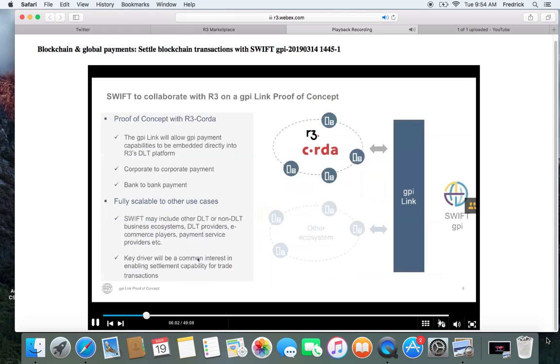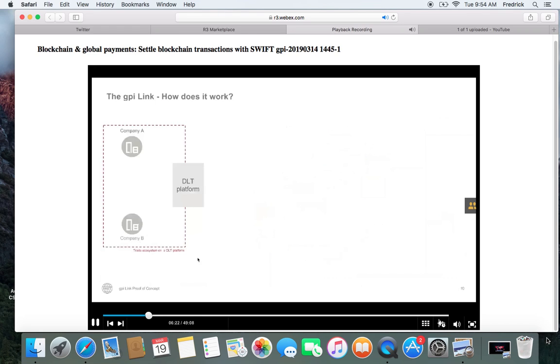This is why we do this proof of concept together with R3, whereby we will build a GPI Link, which, and the name says it well, it will link those B2B ecosystems, whatever they are, with the GPI network on Swift. How would that work? A brief overview. So we have a B2B ecosystem that, for instance, runs on a DLT platform, and company A and B have to have a payment done. They do a trade transaction, and they want to have it paid.